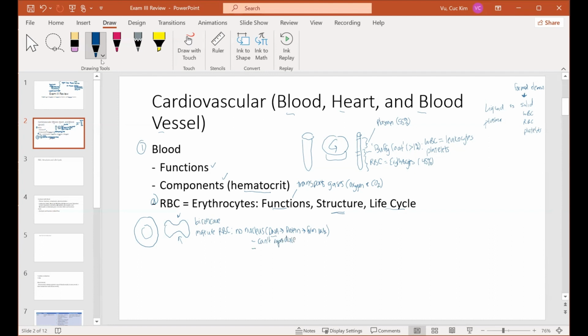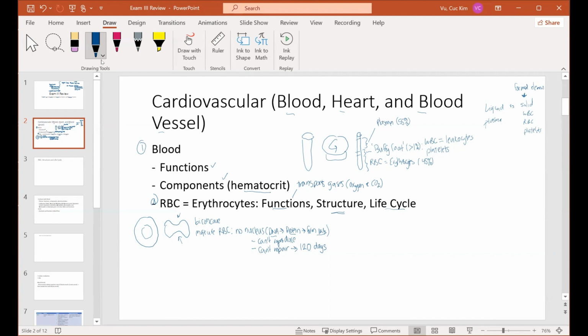Nor can it repair because it can't make the proteins, and the proteins make components of a cell, right? So it can't repair itself. And because it can't repair itself, the life cycle, it can only live for about 120 days on average. Okay. So a mature red blood cell has no nucleus, so it can't reproduce, nor does it last long. It only lasts for about 120 days.